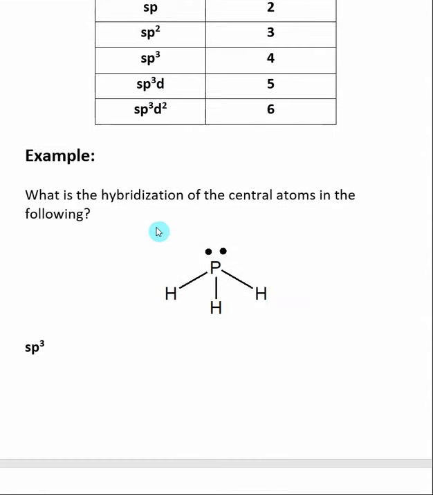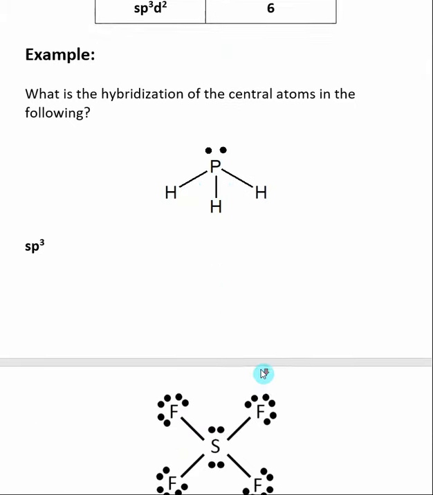So an example of what we're talking about here, we ask what's the hybridization of the central atom in this molecule. Here we're talking about the phosphorus. All that you need to do is count electron groups. So we have 1, 2, 3, 4. When you have 4 electron groups, the hybridization is sp3. So this phosphorus is said to be sp3 hybridized.